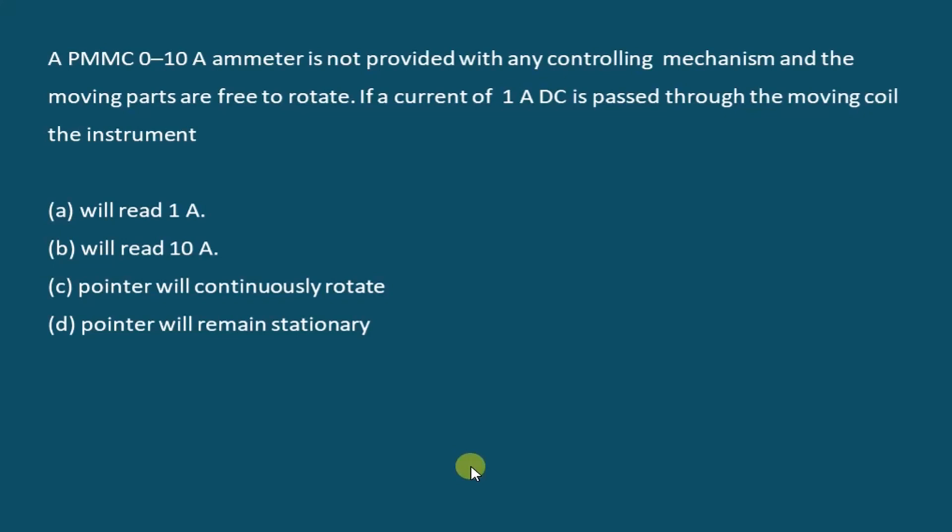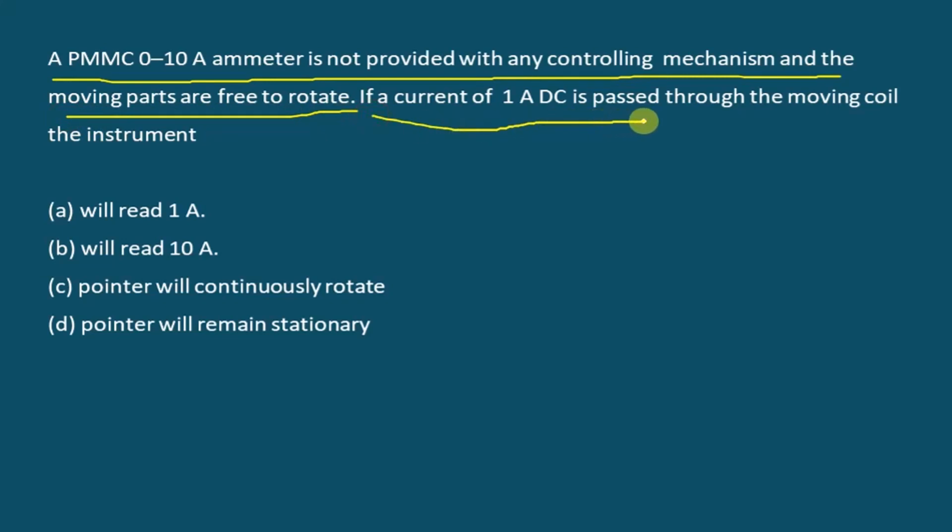So this is the first question of this lecture. The question here is asking: a PMMC 0 to 10 ampere ammeter is not provided with any controlling mechanism and the moving parts are free to rotate. If a current of 1 ampere DC is passed through the moving coil, the instrument... The options given are: will read 1 ampere, will read 10 ampere, pointer will continuously rotate, pointer will remain stationary. So to solve this question, we have to understand how the moving coil instrument works.